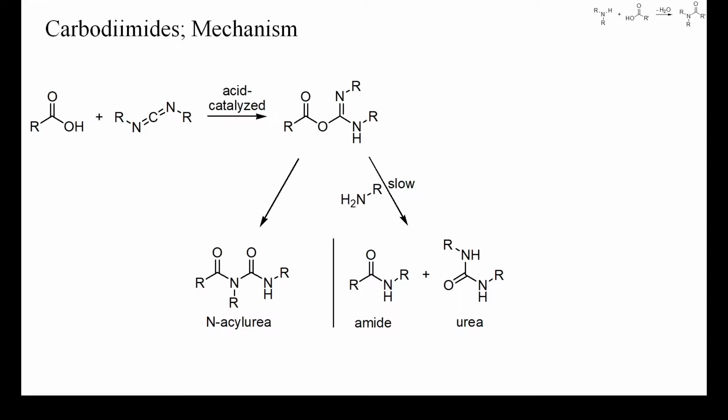Carboxylic acids undergo a quick acid-catalyzed addition to carbodiimides, whereby an O-acyl isourea is formed. This intermediate is a moderately reactive acylating reagent, but can rearrange irreversibly to an N-acyl urea. This rearrangement can, however, be suppressed by an excess of acid, which will protonate the initially formed O-acyl isourea and thereby enhance its reactivity as acylating reagent.